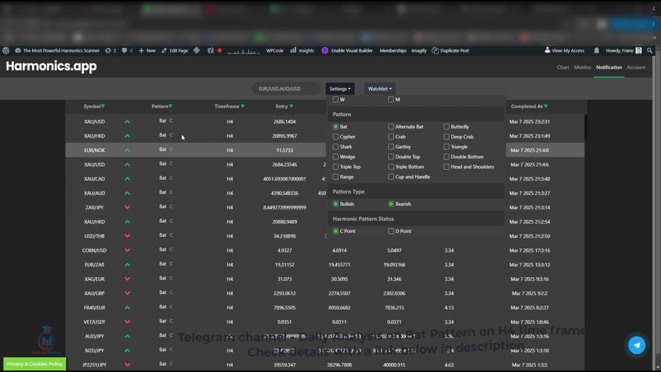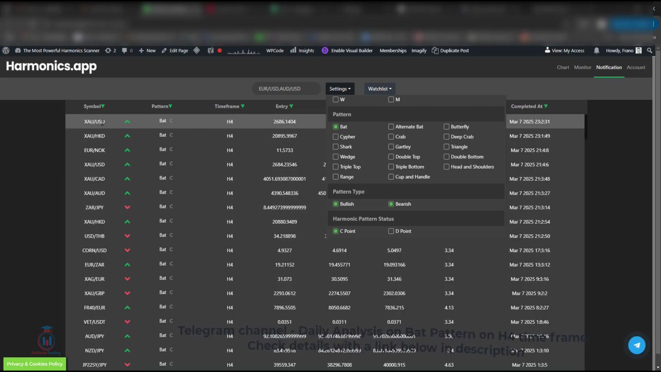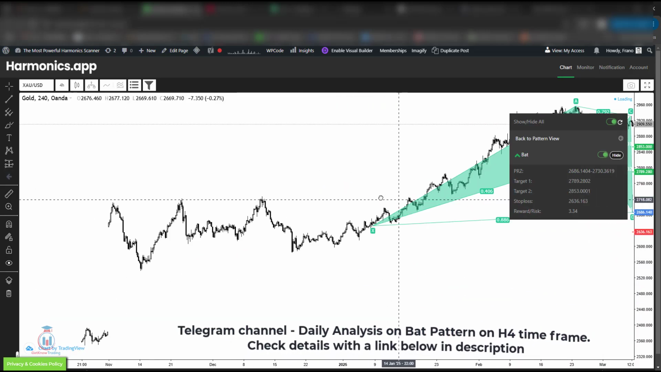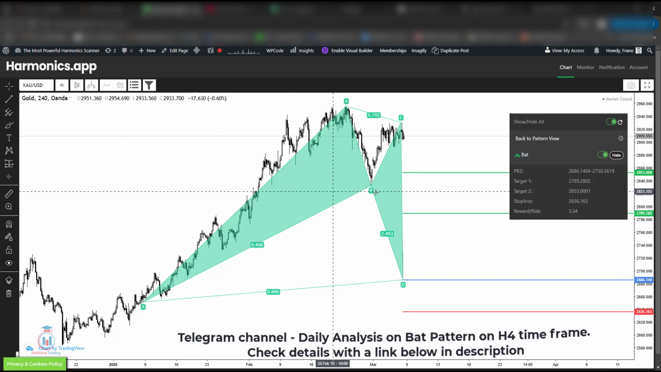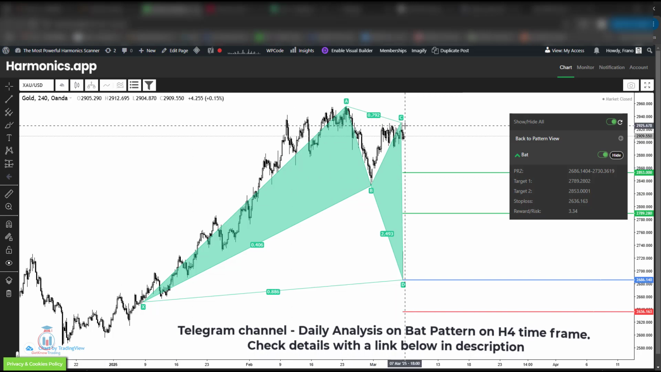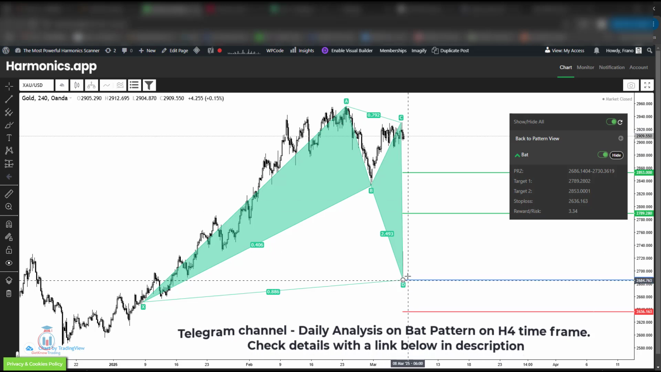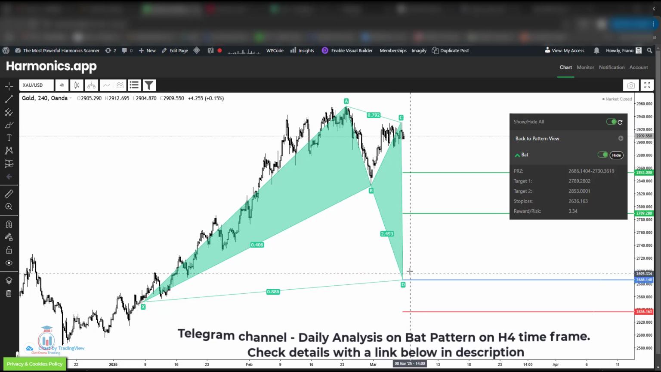Is there any pattern detected? We have here gold against the US dollar. When I click on it, you will see that there is no D point. The price did not reach the D point still, so it is a C point. So there is high probability that the price could go from the C point to the D point, around, or at least around this area.